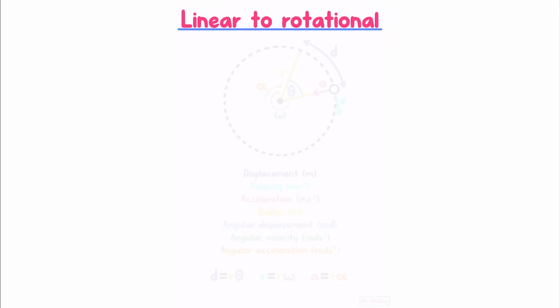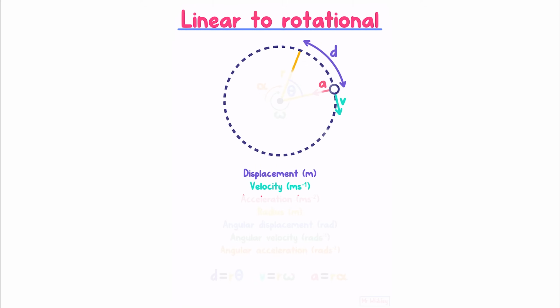Linear to rotational. In this section, we're going to explore how we can relate linear and rotational quantities. Let's imagine an object traveling in a circle. And let's say, for example, it has traveled from this position here to its current position, giving it a linear displacement d. We can say the object is traveling at a constant velocity, and its acceleration points towards the center because it's undergoing centripetal motion. The circle it's traveling in has a radius r.